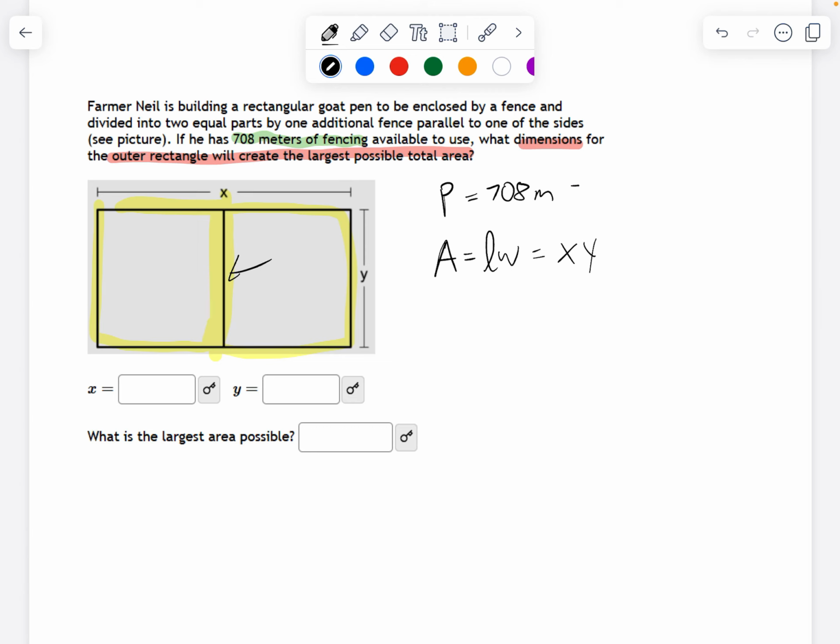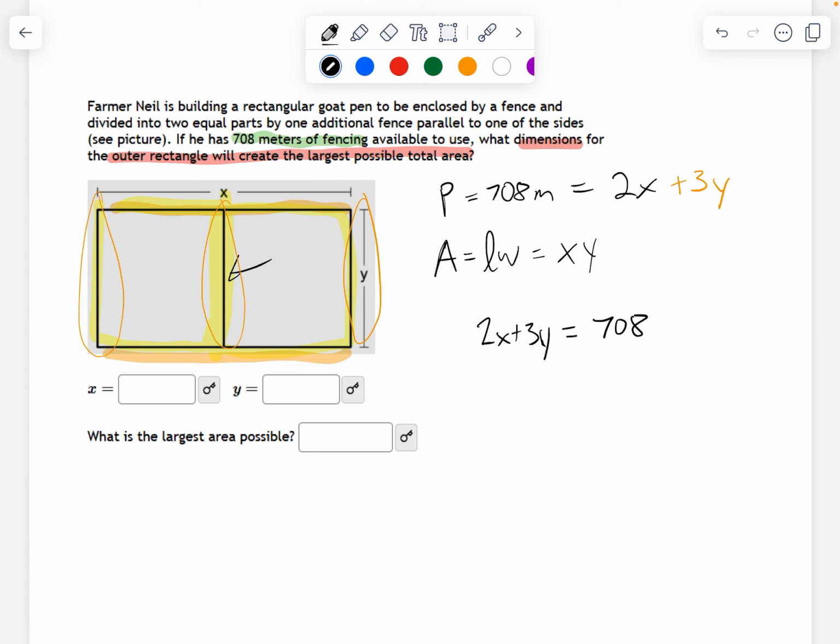Now let's also get an equation for our perimeter. I know that we're going to have 2 of the x sides, so 2 times the x. Now because of that extra divider, we have 3 sides of the y. We have the 2 from the outer edges of the rectangle, but we also have the 1 divider in between, so that'll be 3 of the y sides. Okay, so we have 2 ways to relate these, perimeter and area, and now we can actually start working in what we want to. So I know that the perimeter, my 2x plus 3y, is 708.